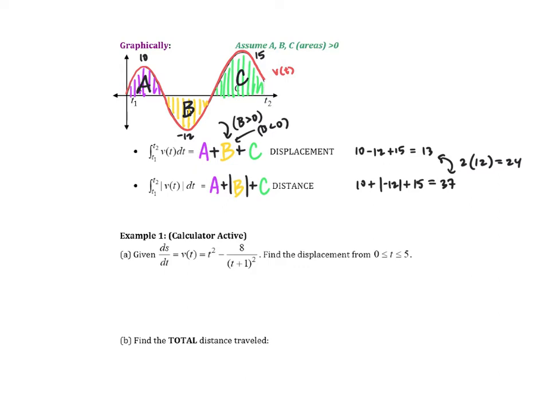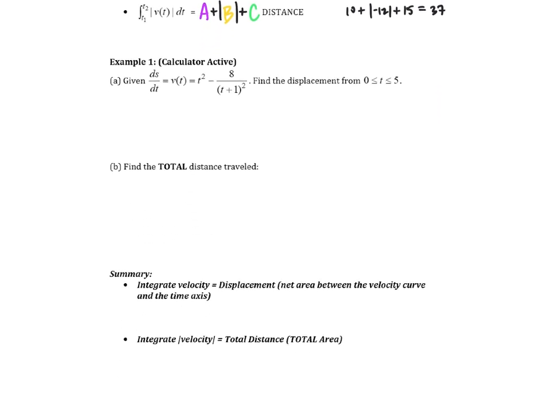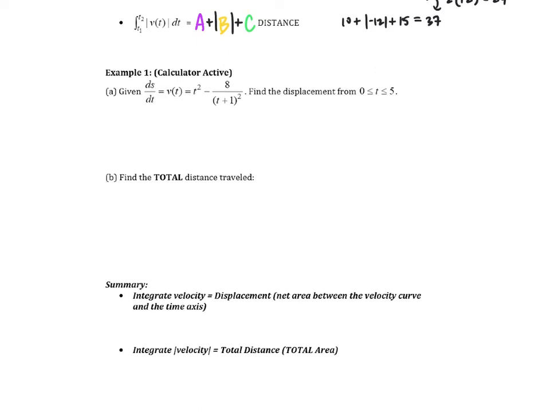Okay, so let's look at a calculator active problem here. It says given that ds/dt, which is v of t, equals t squared minus 8 over t plus 1 squared, find the displacement from 0 to 5. Okay, so what that's asking us to do is find the integral from 0 to 5 of v of t, right? Displacement, we would not use absolute value.